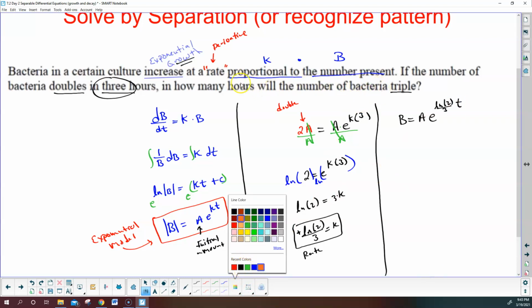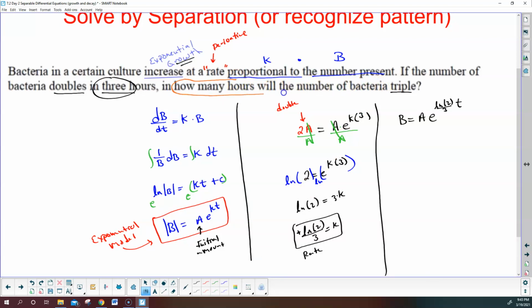But how many hours? So we got to solve the final problem. How many hours will there be for the bacteria to triple? So what does that mean this value has to be? If the initial amount is A, for us to triple that initial amount, that's going to be called 3A, right? That's 3 times the initial amount. And as we learned, we're going to divide by it. So the A doesn't matter, but we know that that is 3. And then we just have to solve for t, because t is the amount of time, that tells us how many hours, knowing what the value of k is.